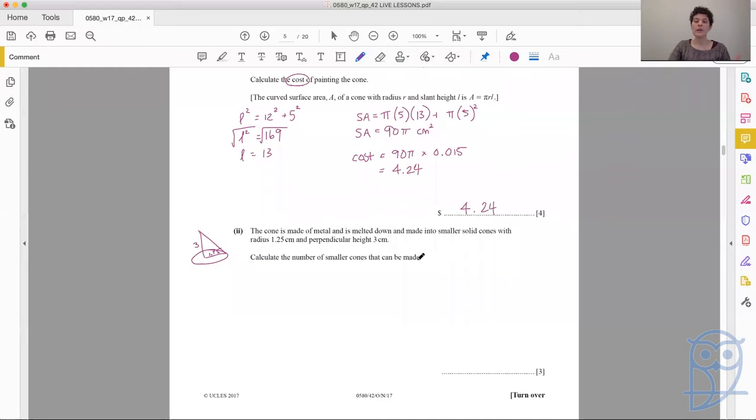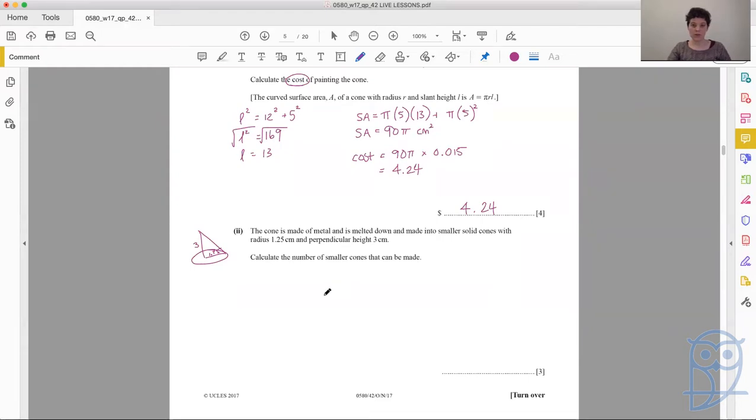Well, if we're looking at one cone, melting it down, making little cones, we're talking about volume. What is the volume of that big cone? What is the volume of a small cone? And then how many little cones can we make out of that total volume? So we're going to need the volume of a cone, and they don't actually tell us in this case. There's no hint as to where you're going with this question. So you need to be familiar.